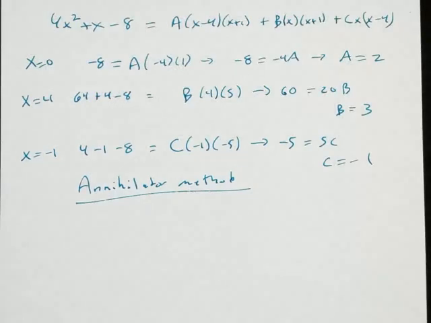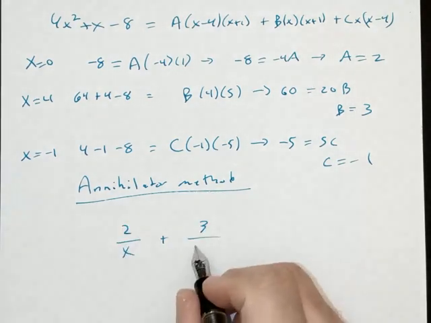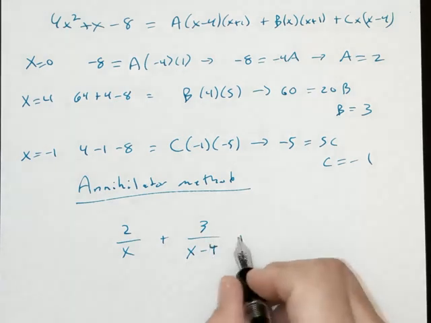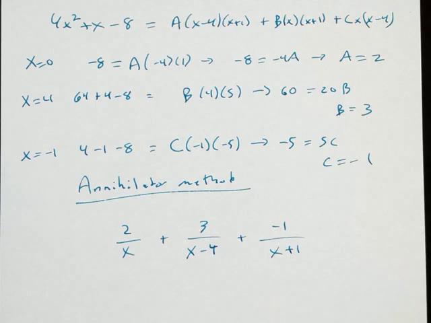Well, now I've got my partial fraction decomposition, right? 2 over x plus 3 over x minus 4 plus -1 over x plus 1. I know how to integrate those.